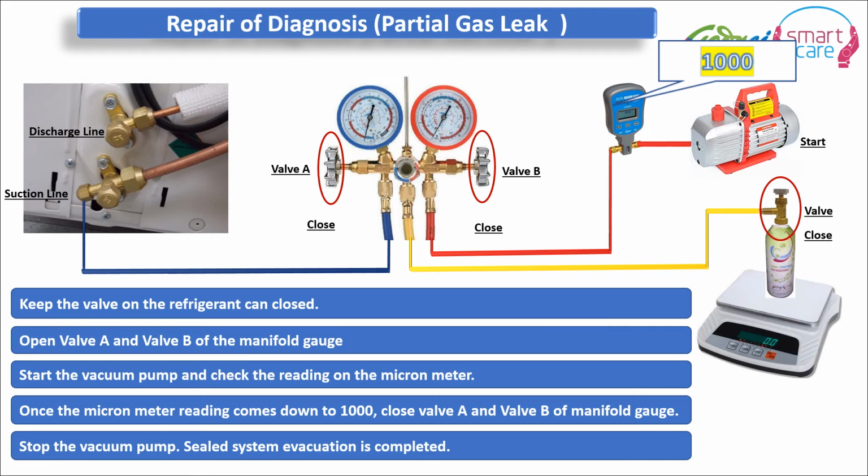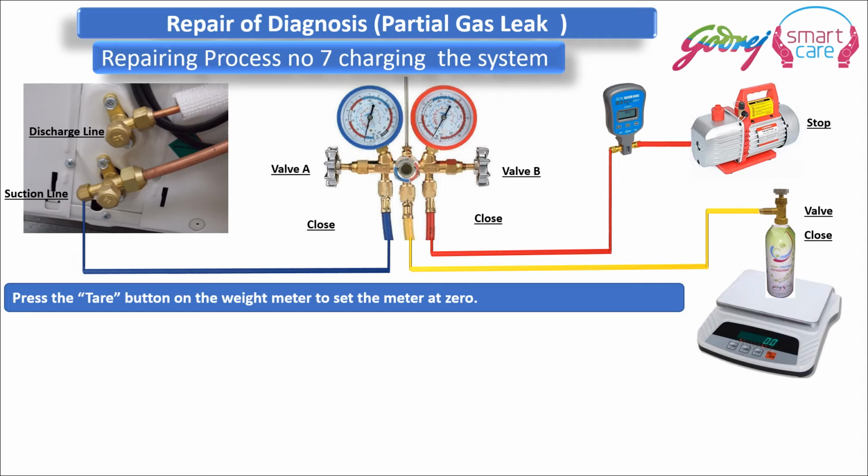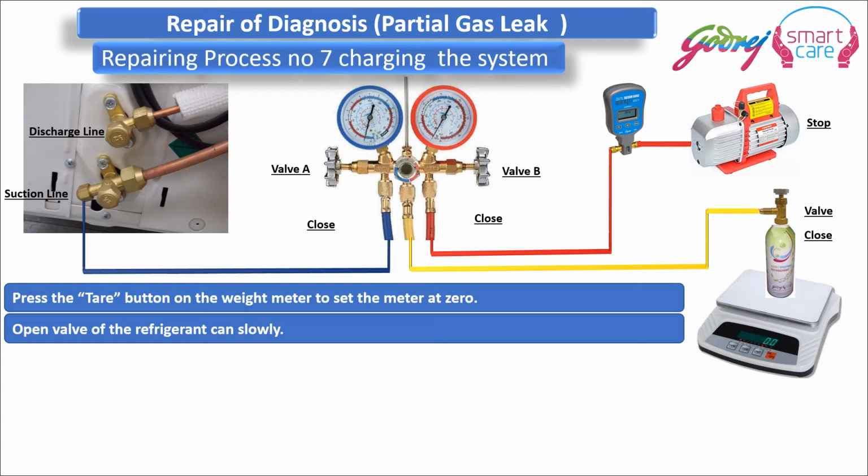Now it is time to charge the refrigerant as per the weight of the refrigerant, which is mentioned on the label on the outdoor unit or the indoor unit. Charging the system, press the tare button on the weighing scale so that we reset the weight to 0, and then open the valve of the refrigerant can very slowly. Don't open it very fast so that it is uncontrollable. We have to control the weight of the refrigerant up to a maximum of plus or minus 10 grams.